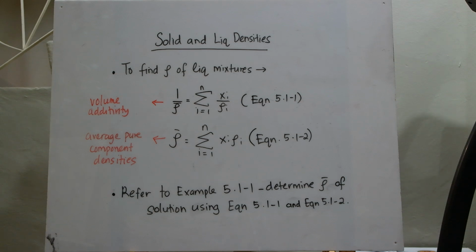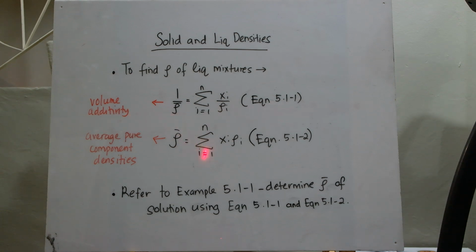In order to find the density of liquid mixtures, we have two methods. The first method is based on volume additivity, where this is the equation, equation 5.1-1 in your textbook, where 1 over the average density equals the summation of the mass fraction of a component in the mixture divided by the density of that pure component, summed over all components. So this is based on volume additivity.